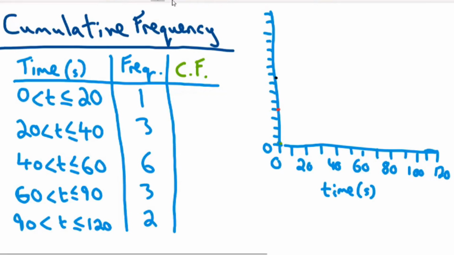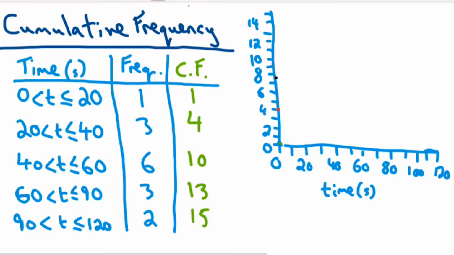Alright, so for the cumulative frequency, first and foremost, if we're just adding them up as we go along, 1 added to nothing is just 1. And then adding the 3 gets us 4, add 6 is 10, add 3 is 13, and then add 2 is 15. Our scale then has to go all the way up to 15, so let's probably just go up in ones. So 1, 2, 3, 4, 6, 8, 10, 12, 13, 14, then 15 at the top.